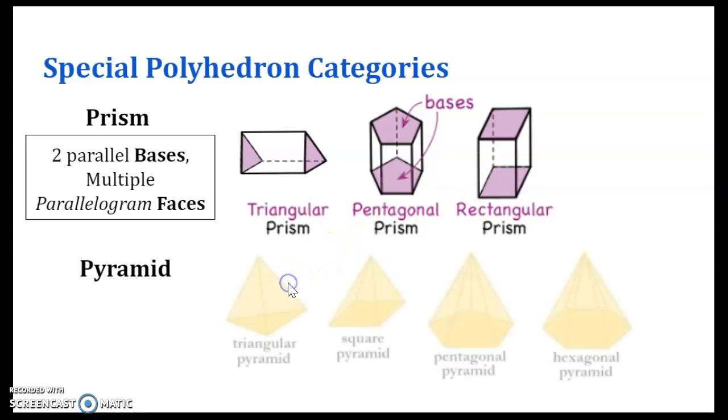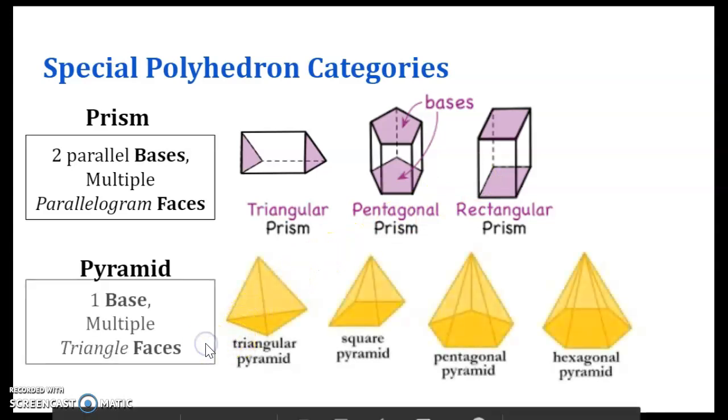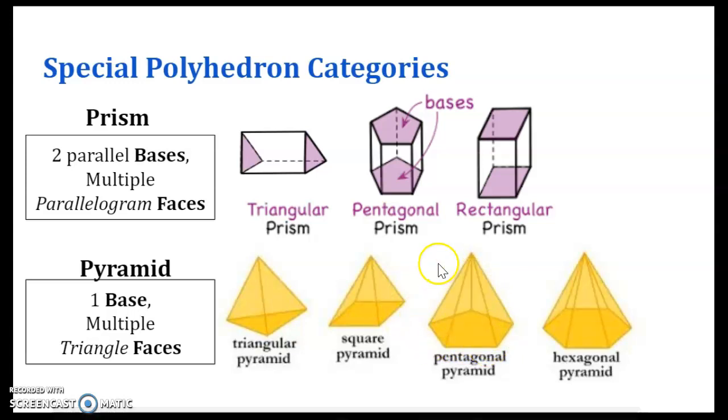And then the pyramid. What's special about a pyramid? It has a base and then multiple triangular faces. The faces are always going to be triangular. It does not matter which pyramid it is, it's always going to have triangular faces.